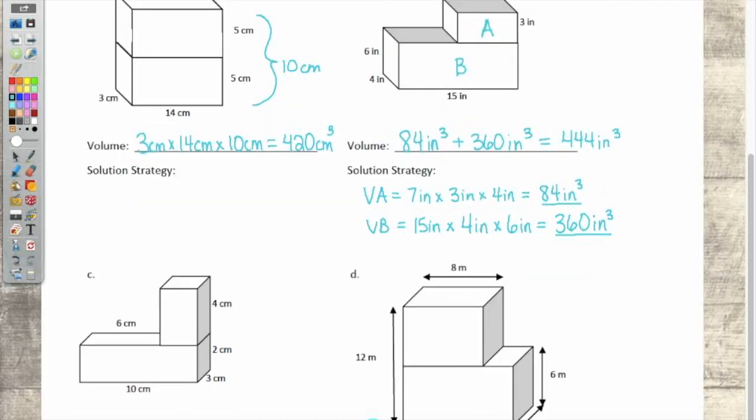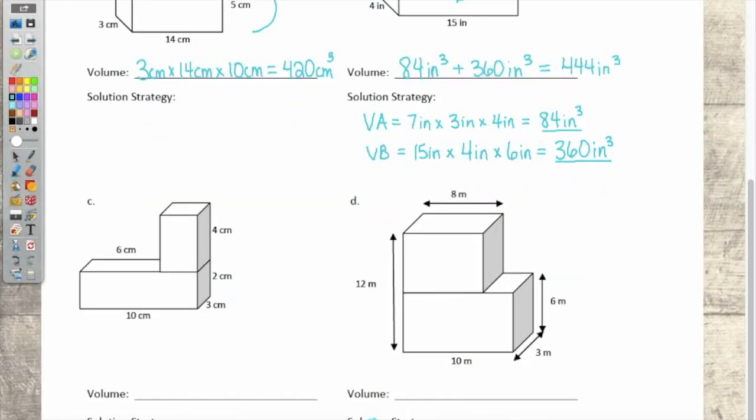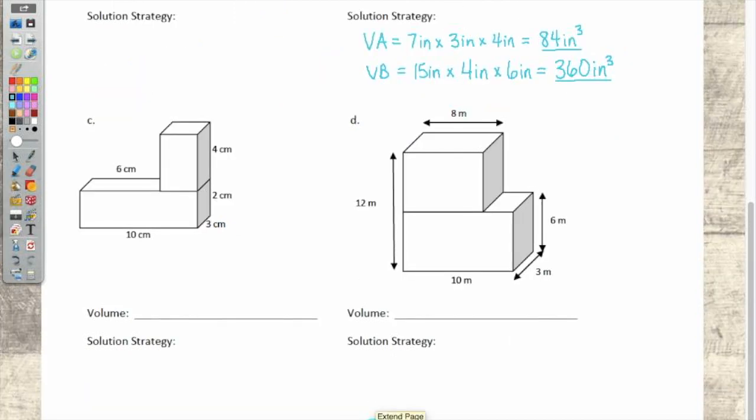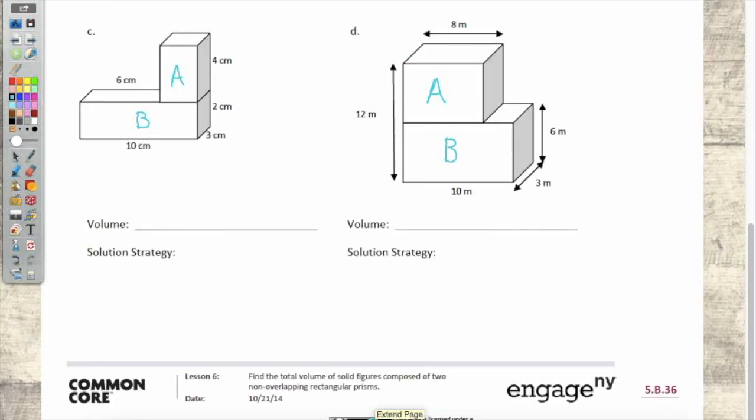You don't have to explain your solution strategy. That's just going to be the area where we write the volume of each figure. So let's call this A. Let's call this B. A, B. All right, so let's do volume of A, volume of B.